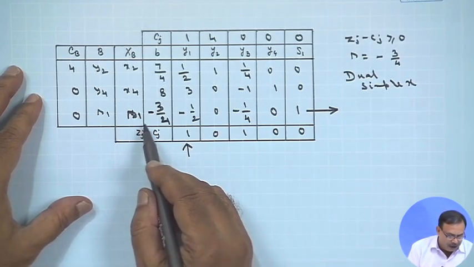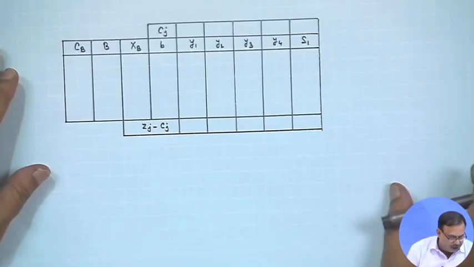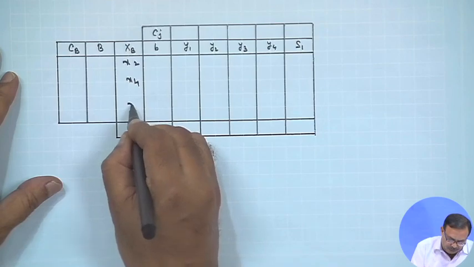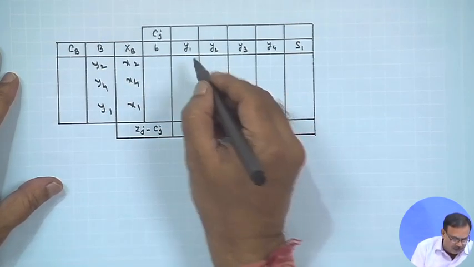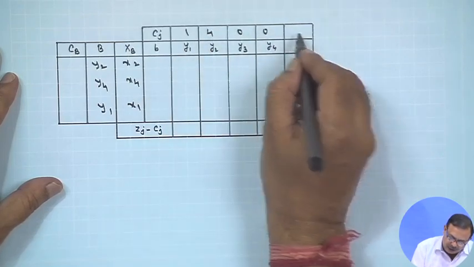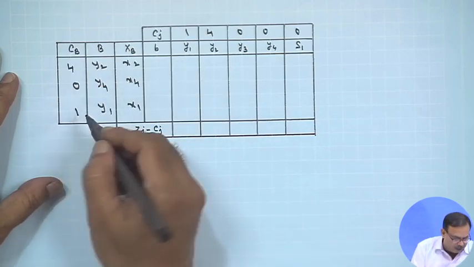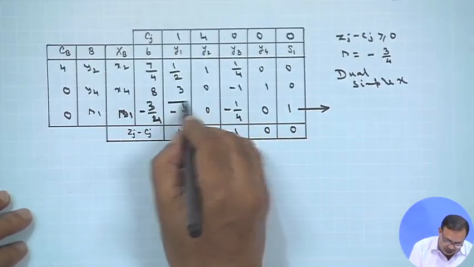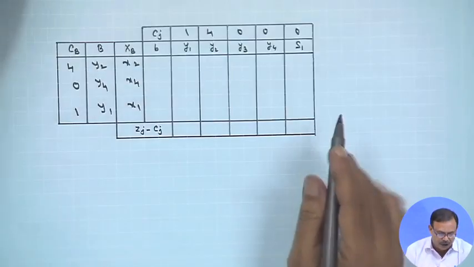So, in the next table, your s1 will be replaced by x1. So, in the next table, what you are obtaining is x2, x4 and x1. So, this is y2, y4 and y1. CV values are not changed. So, it will be 4, 0, and corresponding to y1 it is 1. Since this is the entering variable and departing variable, your pivot element is this. I will make this one 1 and this as 0.